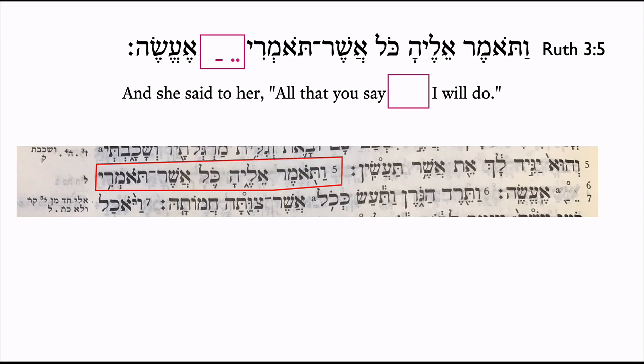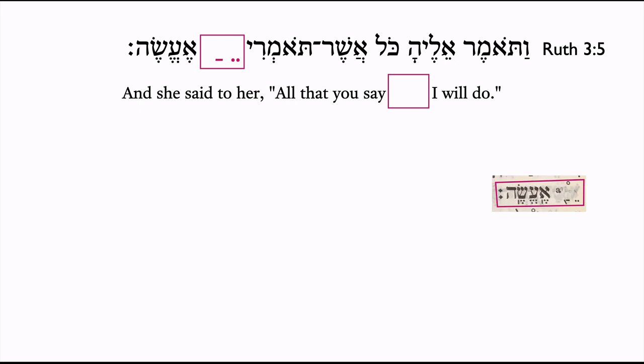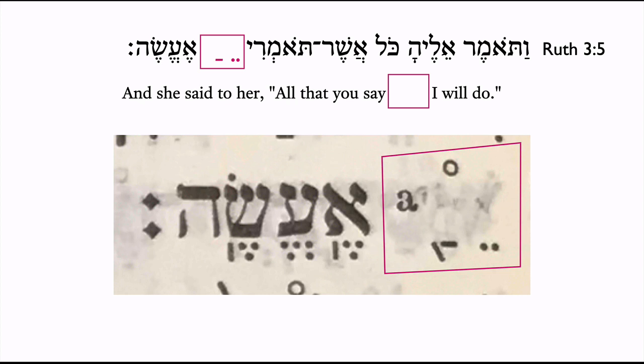So here's verse 5. Vatomer eleha kol asher tomri. And it continues on the next line. Vowel, vowel, e'eseh. So what's going on with that empty space? We're just going to focus on this part, and to make it easier to see, we will zoom in. You can see that we have a qere, and a patach. This is just an accent. So we'll just focus on the two vowel forms that we recognize.